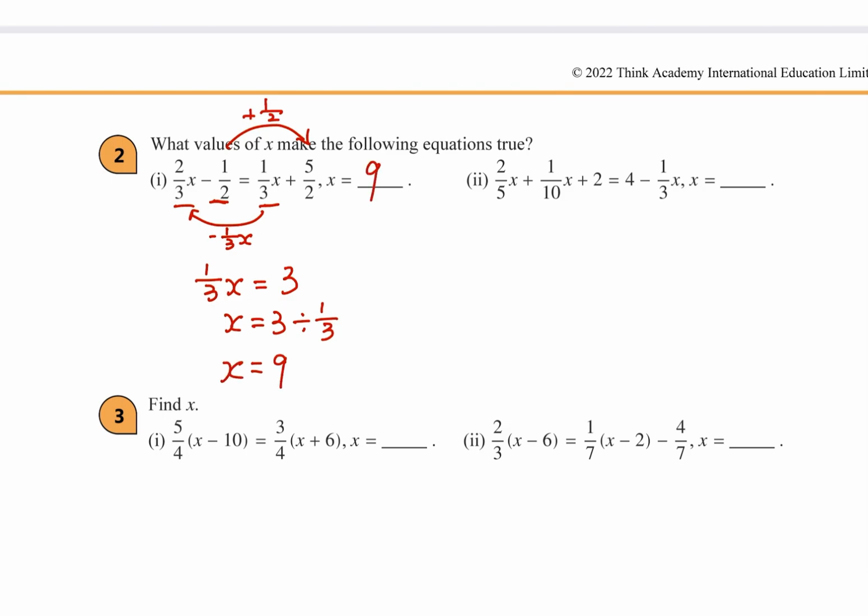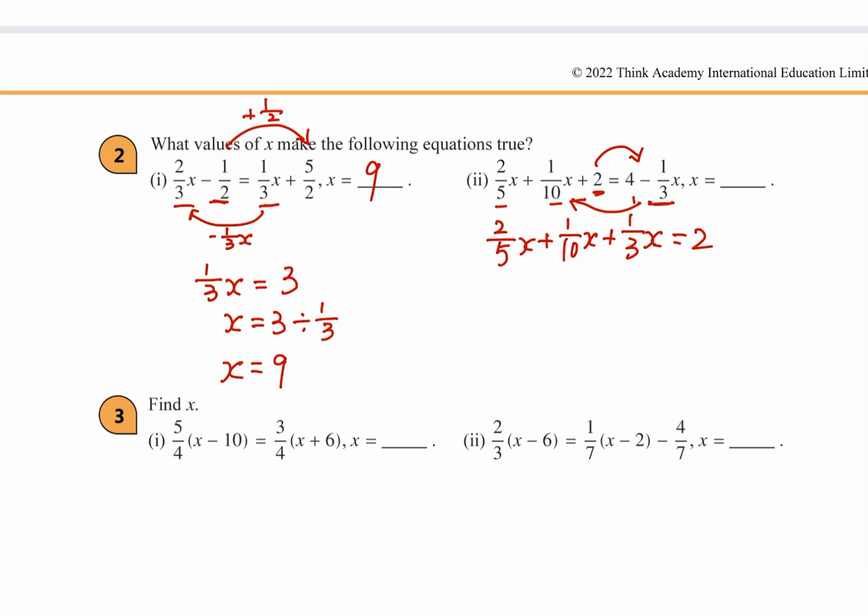Okay, and then for the second one, similarly, we've got some x's, so we want to collect them. Let's move everything to the left-hand side. So on the left-hand side, we would have 2/5x plus 1/10 x plus 1/4 x. And then on the right-hand side, we're moving the numbers to the other side. So first step, move the x to this side. Second step, move the numbers to that side. So we would have 4 minus 2, which is 2. And on the left-hand side, we've got 5, 10, 4 as denominators.